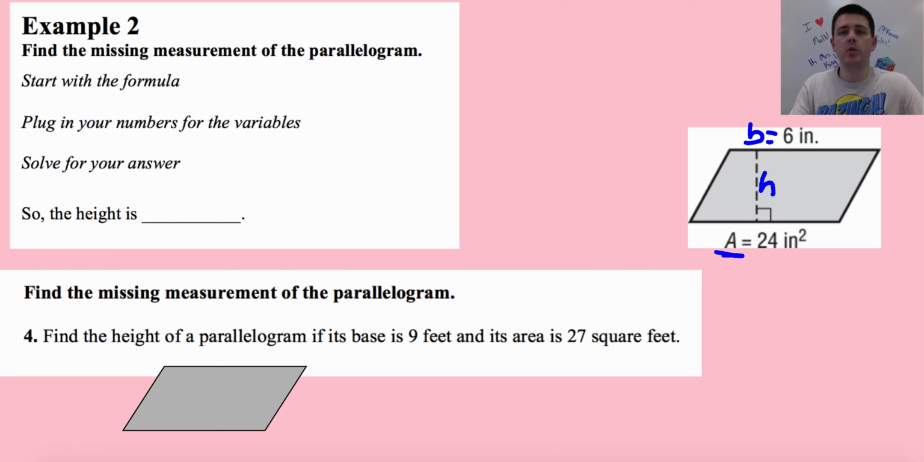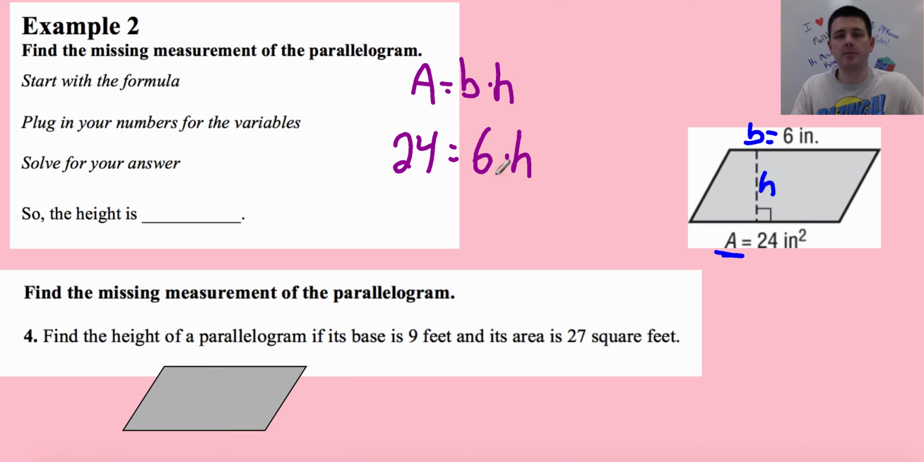Well, this is another one where using your formula goes a long way. Area is equal to base times height. Fill in the numbers that we know. Normally, we knew the base and the height. This time, we know the area and the base. So my area was 24. My base was 6 times my height.